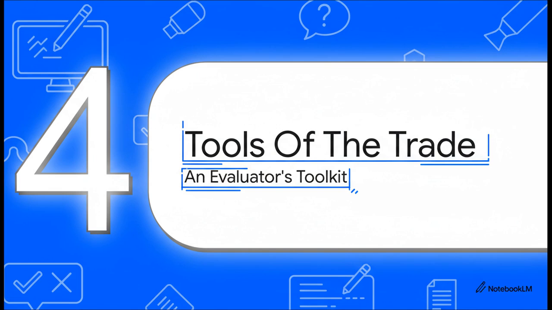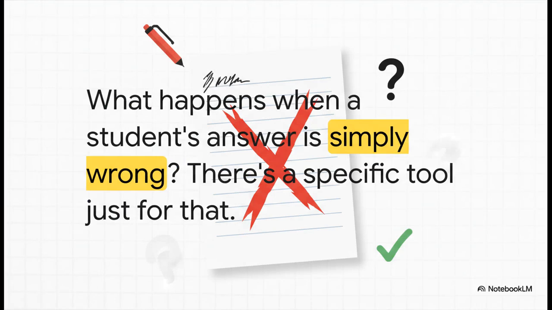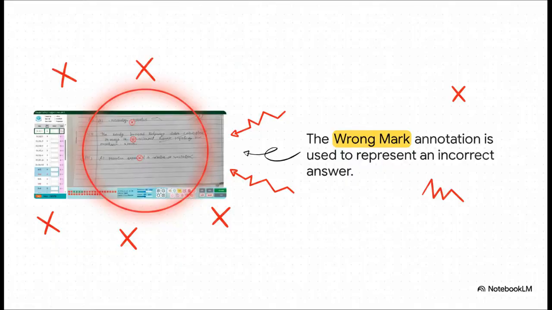But it's not just about awarding marks. Evaluators get a whole digital toolkit to annotate the script pretty much just like they would with a real piece of paper. Let's do a quick run-through of the most common tools they have. First up, the classic. What do you do when an answer, or just part of an answer, is flat out wrong? You grab the wrong mark tool. It's incredibly simple. The evaluator just selects the tool, clicks on the script, and it slaps a clean, unmistakable red X right over the incorrect part.